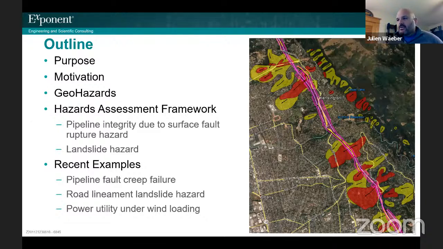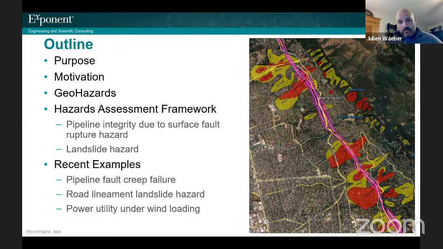So a general outline of what I'll discuss today: maybe the purpose of these geohazard assessments, the motivation behind that, and what geohazards you might consider. I'll fly through that to get to the meat of this, which is what this hazard assessment framework is that we've been touching on today. I'll use the example of pipeline integrity due to surface fault rupture specifically.